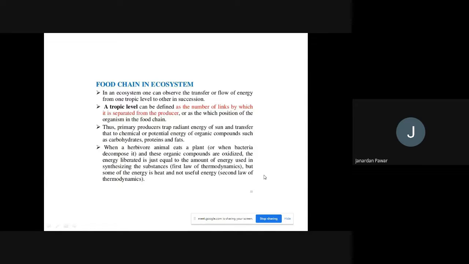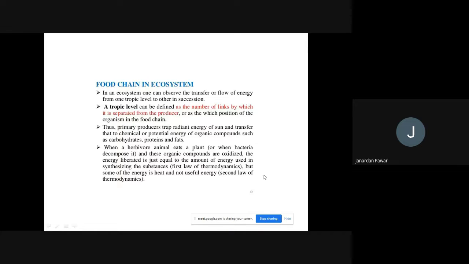I will tell you one law of energy that I remember. Energy can neither be created nor be destroyed. It can be transferred from one form to another form. This is a law of thermodynamics. According to this law, we cannot create energy, and we cannot destroy energy.